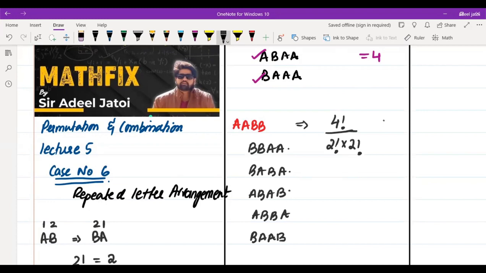So considering the same aspect of the question, we can work it through and this will give us 6. This gives us 6 different options of writing down two A's and two B's together.